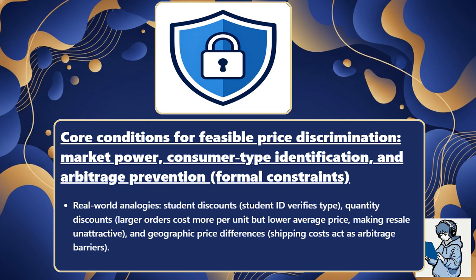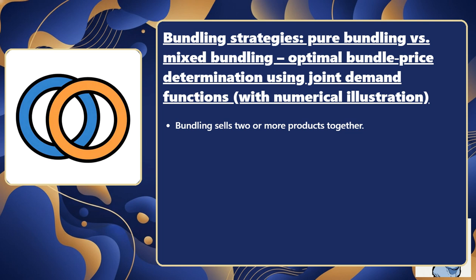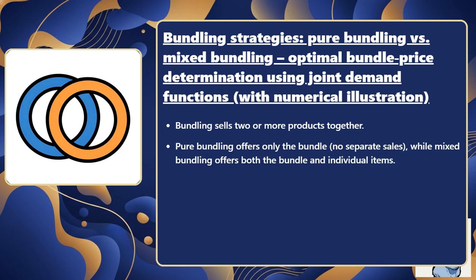And geographic price differences, shipping costs act as arbitrage barriers. Bundling sells 2 or more products together. Pure bundling offers only the bundle, no separate sales, while mixed bundling offers both the bundle and individual items.